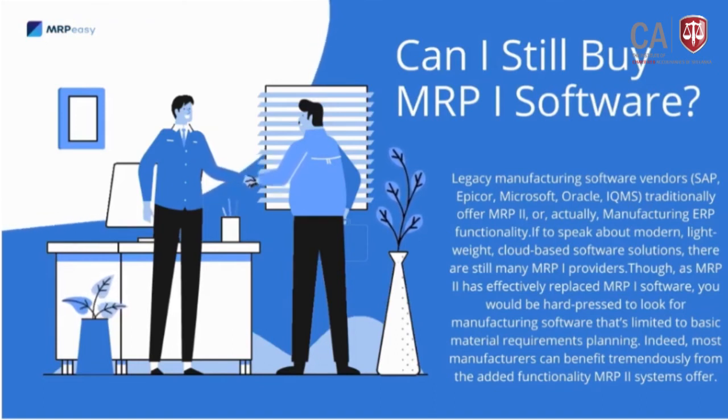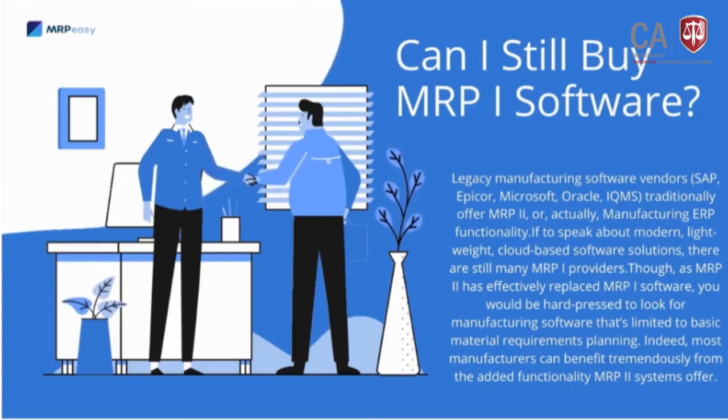Legacy manufacturing software vendors such as SAP, Epicor, Microsoft, Oracle, and IQMS traditionally offer MRP 2, or actually, manufacturing ERP functionality. If we speak about modern, lightweight, cloud-based software solutions, there are still many MRP 1 providers. Though, as MRP 2 has effectively replaced MRP 1 software, you would be hard-pressed to find manufacturing software that's limited to basic material requirements planning. Indeed, most manufacturers can benefit tremendously from the added functionality MRP 2 systems offer.